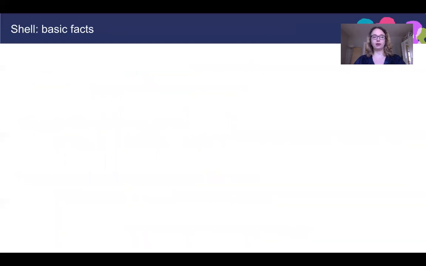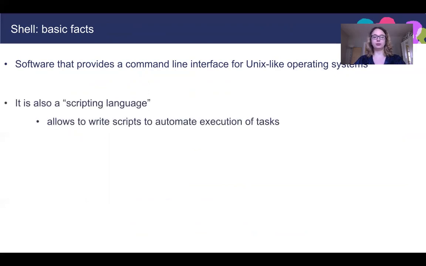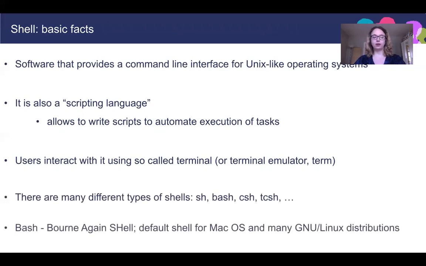So a few basic facts about shell. It is software that provides a command line interface for Unix-like operating systems. It is also a scripting language, which allows you to write scripts to automate the execution of tasks. Users interact with it using the so-called terminal, or you might also have heard about terminal emulator or term. There are many different types of shells, but during this course, we will mostly focus on bash. Mostly because this is the default shell for Mac OS and many GNU Linux distributions.